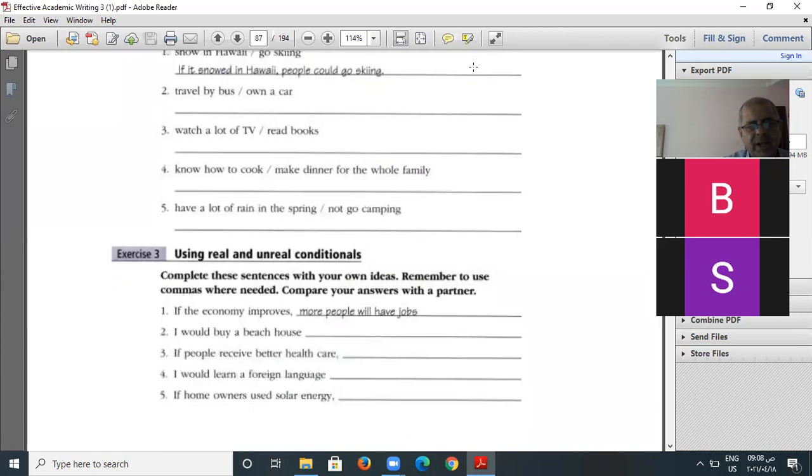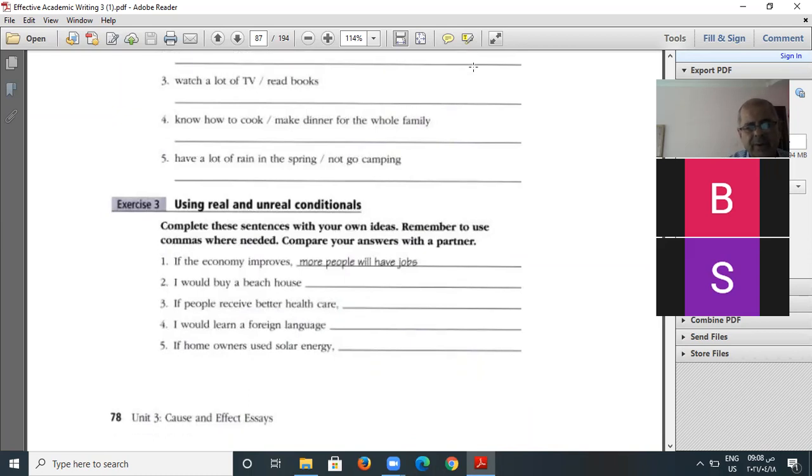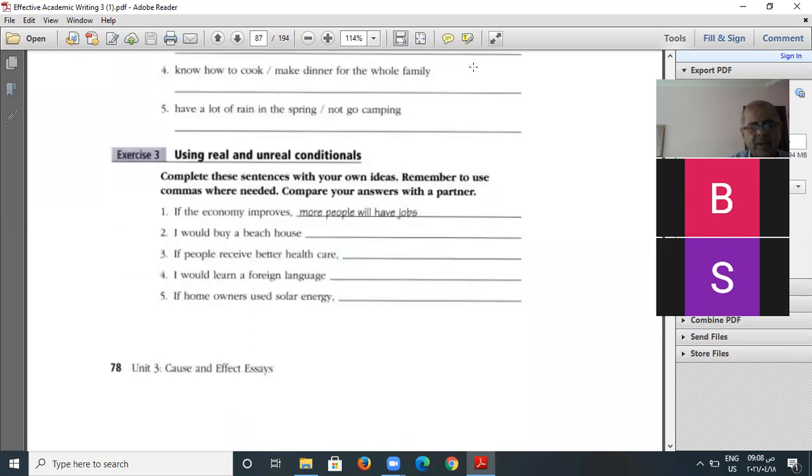Exercise 3. Use real and unreal conditionals. Complete these sentences with your own ideas. Remember to use commas when needed. Compare your answers with a partner. Look at the example here. If the economy improves, comma, more people will have jobs. What kind of condition is this? Real or unreal?